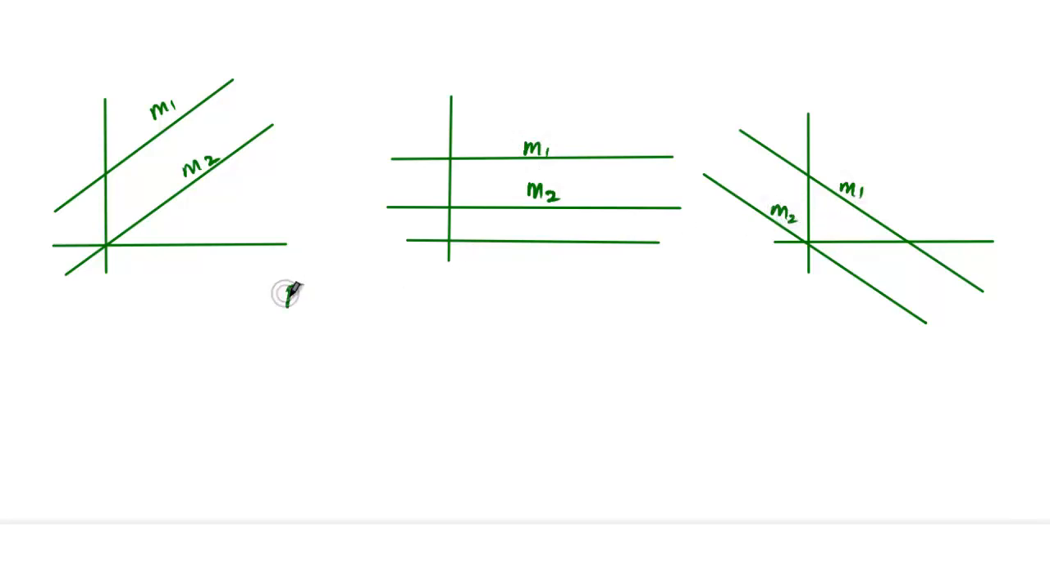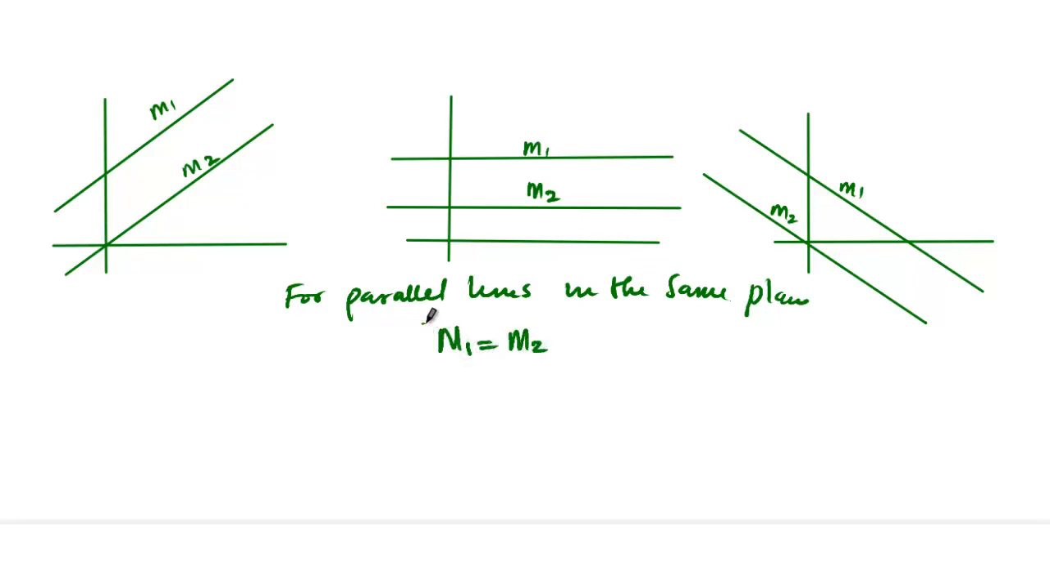So for parallel lines, lines in the same plane, okay? m1 is equal to m2. So let's note that. That's very important. Let me rewrite it. That's m1 is equal to m2. So this is very, very important, okay?